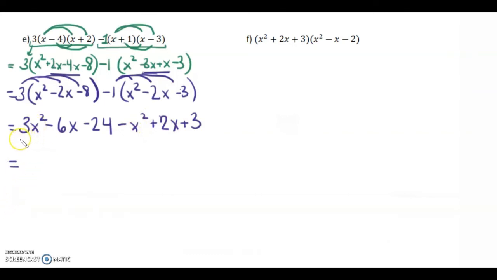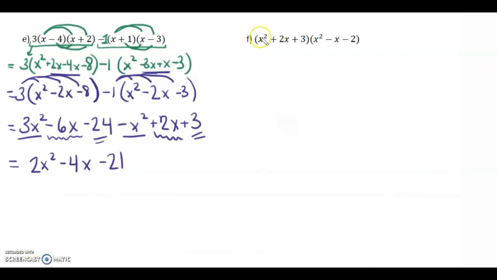Now we collect like terms. So 3x squared minus 1x squared is 2x squared. Negative 6x plus 2x is negative 4x. And negative 24 plus 3 is negative 21.